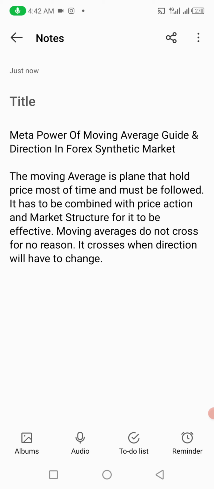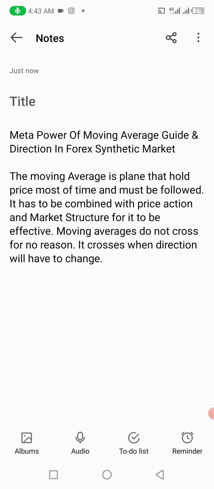The moving average is a plan that holds price most of the time and must be followed. It has to be combined with price action and market structure for it to be effective. Moving averages do not cross for no reason. They cross when direction is about to change. So when you are trying to produce a signal and you are not testing for moving average crossing and how the candlesticks are reacting to those moving averages after the crossing, you are going to make a lot of mistakes.